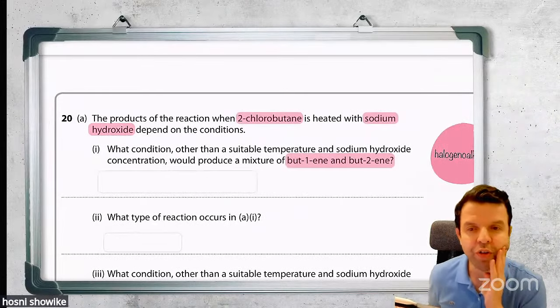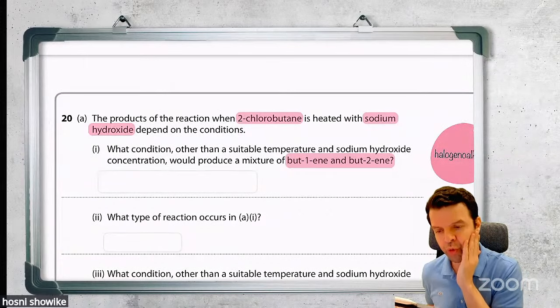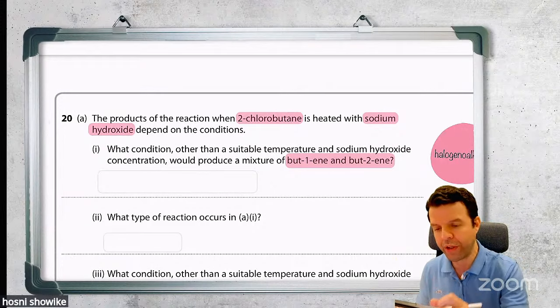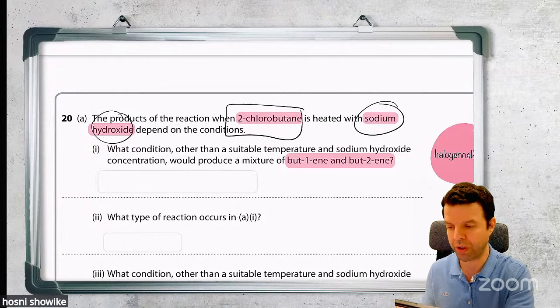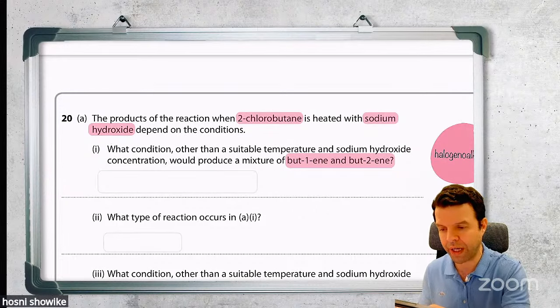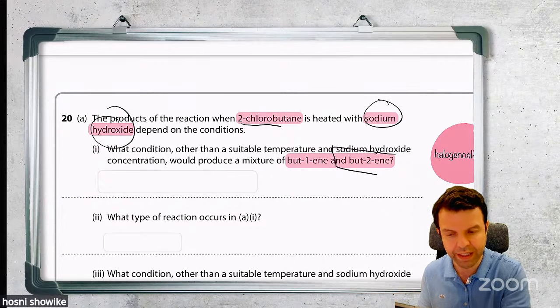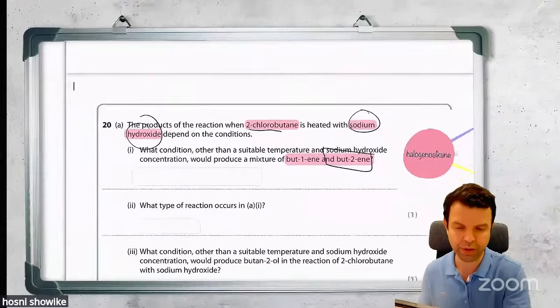Now, the organic part. It says what conditions are suitable in terms of temperature when you're reacting sodium hydroxide with halogenoalkanes. So again, I am planning to do what? I want to react chlorobutane with sodium hydroxide one time to make an alkene. Another time, I want to turn it to an alcohol.